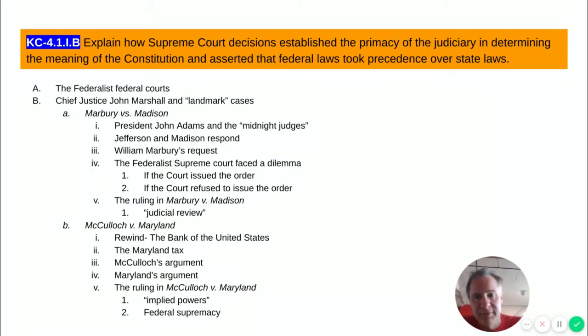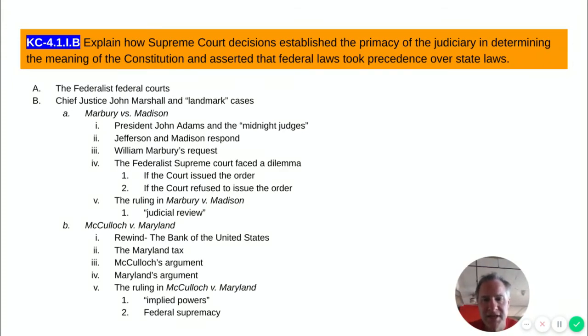The other case is that of McCulloch versus Maryland, and that goes back to the Bank of the United States Hamilton created as part of his economic plan. If you remember, the bank collected federal revenues, tariffs and taxes, and then it gave out loans to commercial people. In the South and in the West, the farmers felt like the bank was just taking their money and giving it to the business people, and they opposed the bank, and the Republicans opposed the bank as well.